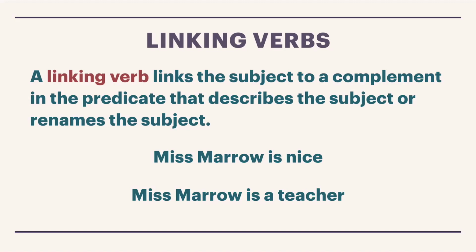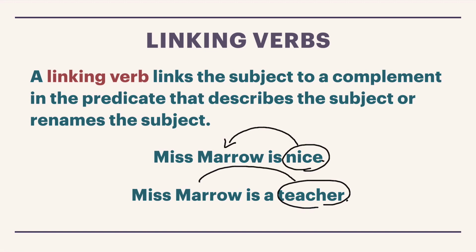So a linking verb links the subject to a complement in the predicate that describes the subject or renames the subject. Here we have, Miss Morrow is nice. The adjective nice is a complement describing the subject. Who is nice? Miss Morrow is nice. In the next sentence, we have, Miss Morrow is a teacher. Teacher is telling us what Miss Morrow is, so it's another name for the subject.